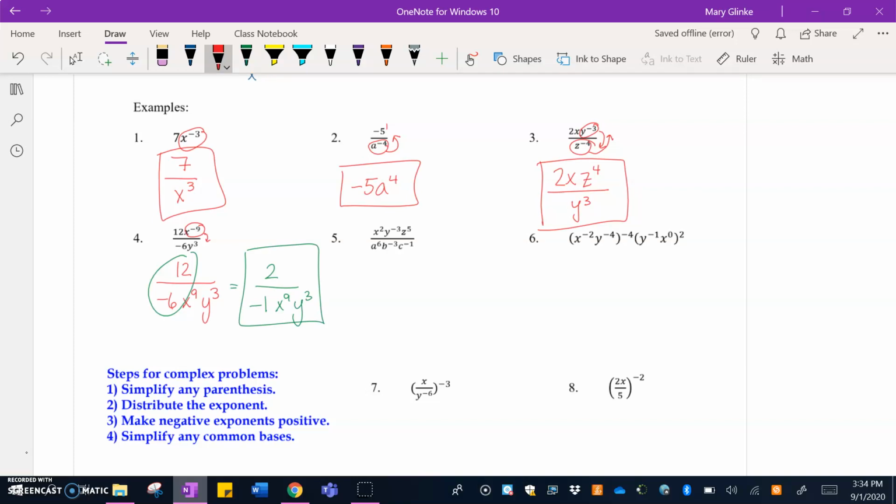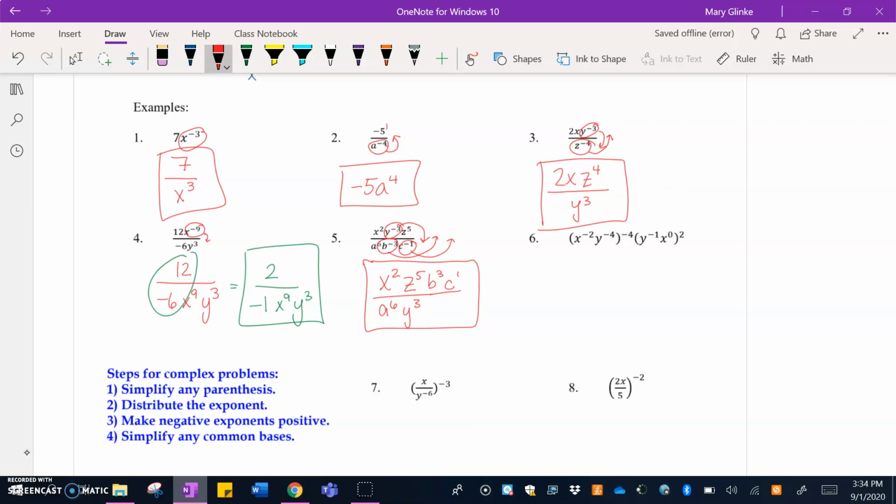Take a moment and try number 5 real quick. So we're going to circle all of the things with negative exponents. The x squared, z to the 5th, and a to the 6th stay where they are because they're positives. Y cubed goes to the denominator. B cubed goes to the numerator, and so does c to the first power. After this, nothing has the same base, and there's no other numbers being raised to a power, so that's it.